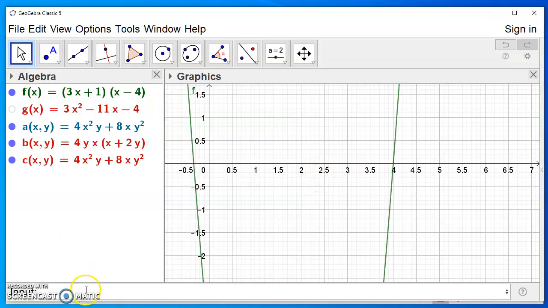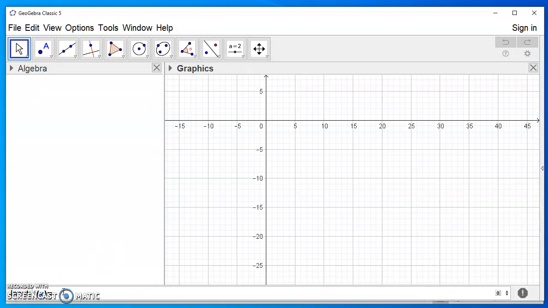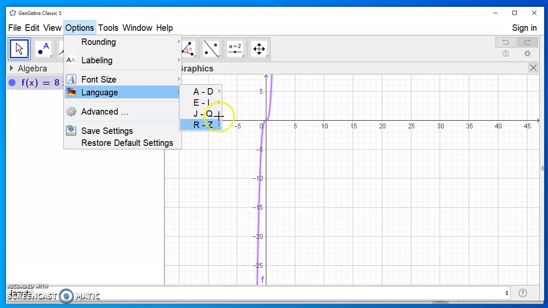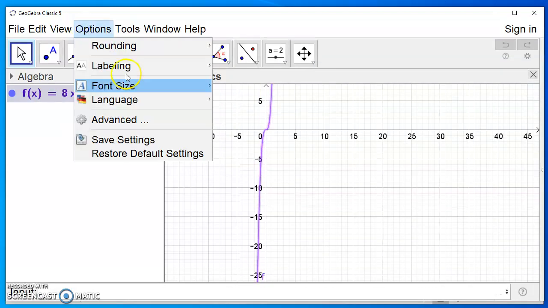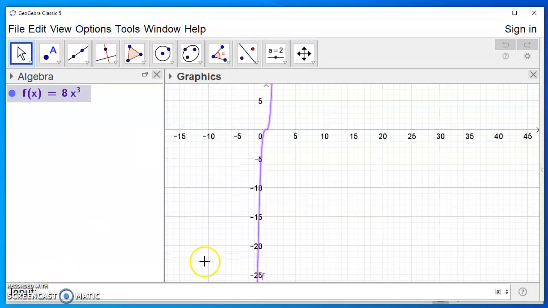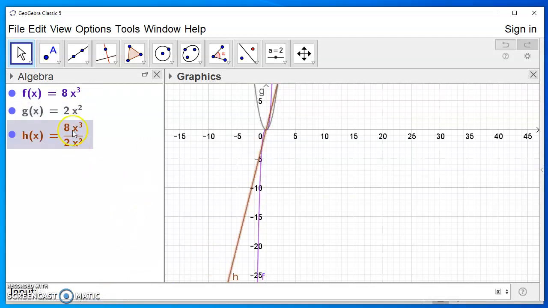Okay, now 8x cubed, so let's go f of x, let's just restart this for a second just to show you what I'm doing here. F of x is 8x cubed. Change the font back quickly, sorry. Forgot it doesn't save that. And then we're dividing it by 2x squared. So g of x equals 2x squared. So we have f over g, right? So this is what we're doing. 8x cubed divided by 2x squared.